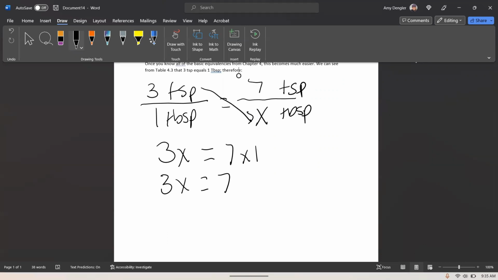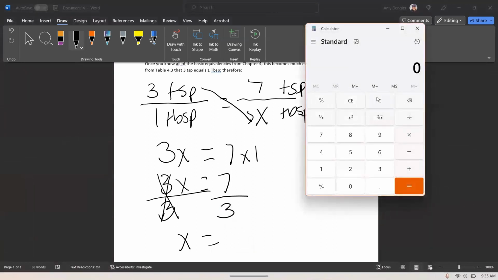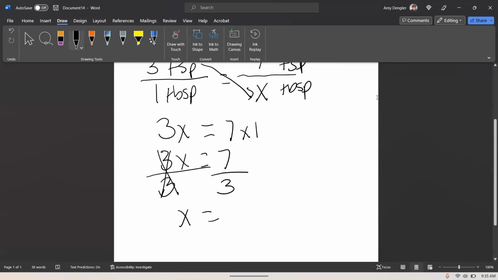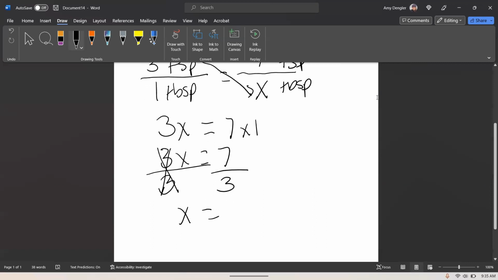Now we want to get x alone, so we've got to get rid of that 3. To do so, we're going to divide by 3, which gives us x on this side. And then we also have to do the same thing over here. So 7 divided by 3 is 2.33. However, we're working with a household system, so we actually can't make that a decimal. We need to leave it as a fraction, but we cannot leave it this way.